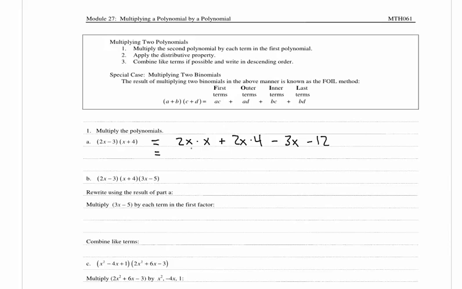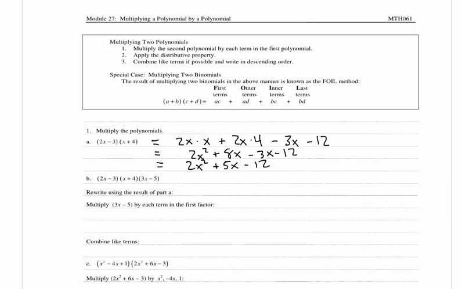This is equal to 2x times x is 2x squared. Then we have 2x times 4 is 8x, minus 3x, minus 12. Now we can combine our like terms, so we have 2x squared, and 8x minus 3x gives us 5x minus 12.